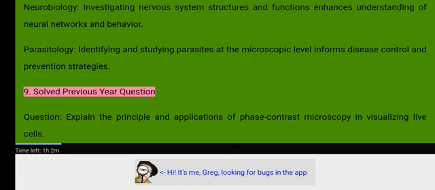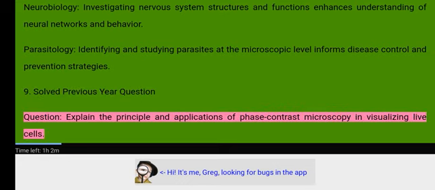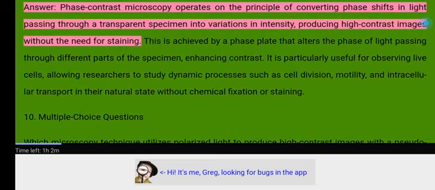9. Solved previous year question. Question. Explain the principle and applications of phase contrast microscopy in visualizing live cells. Answer. Phase contrast microscopy operates on the principle of converting phase shifts in light passing through a transparent specimen into variations in intensity, producing high contrast images without the need for staining.